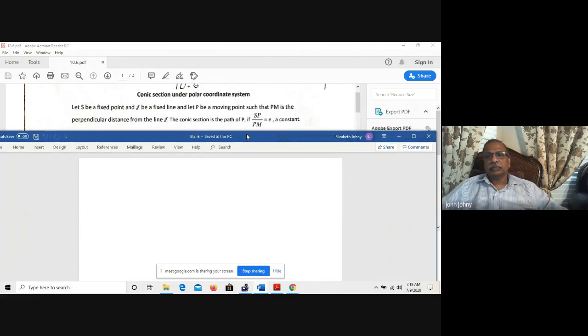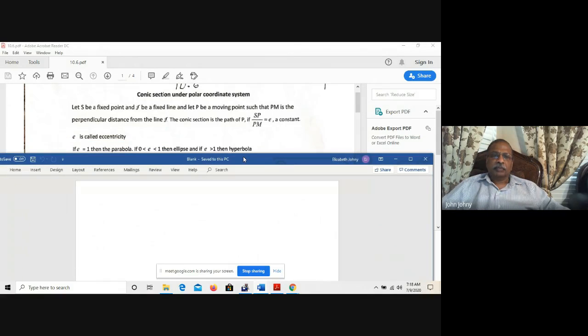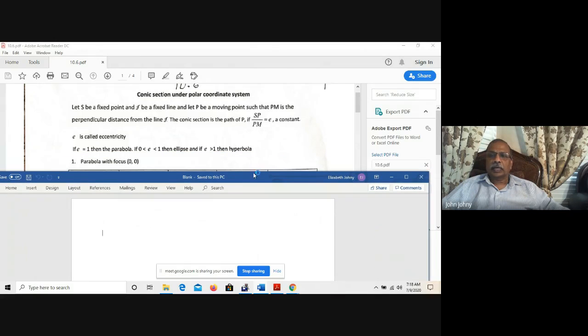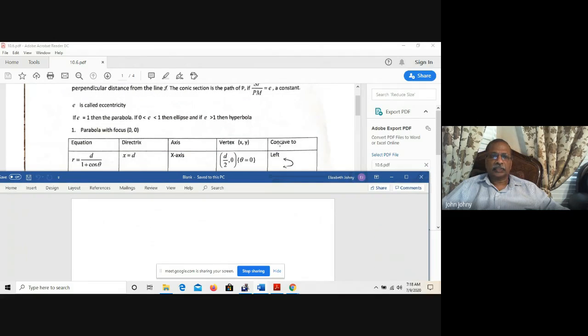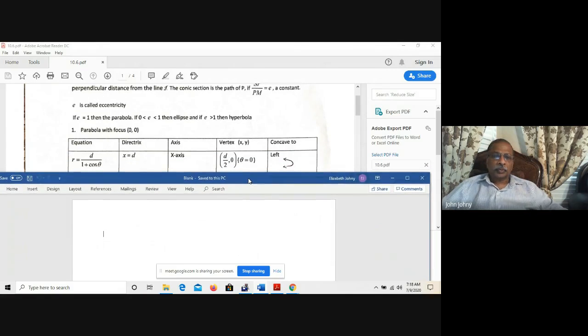You have seen this in 10.5. E is called the eccentricity. If E is equal to 1, the path is a parabola. If E lies between 0 and 1, then the path is an ellipse. And if E is greater than 1, then the path is a hyperbola. So there are three cases: E is equal to 1, E is between 0 and 1, E is greater than 1. So you get three different kinds of conics.